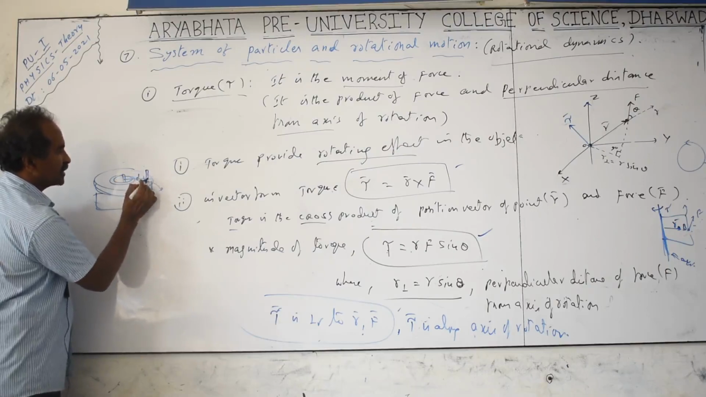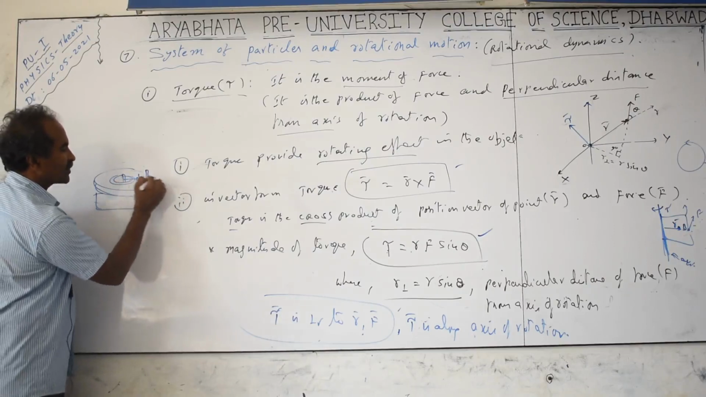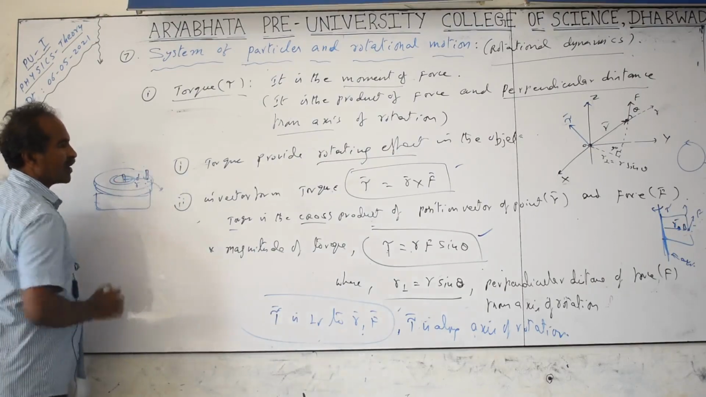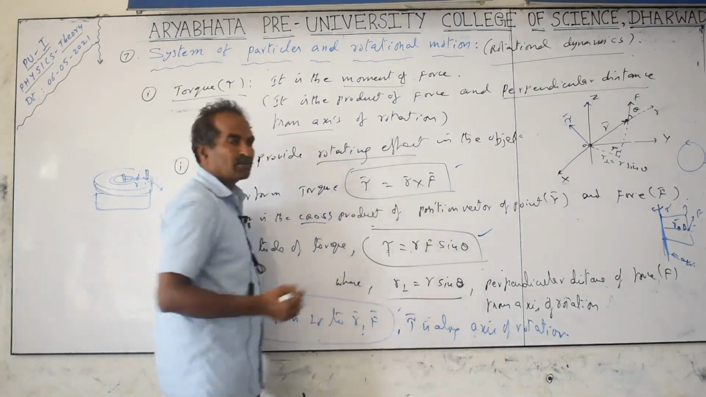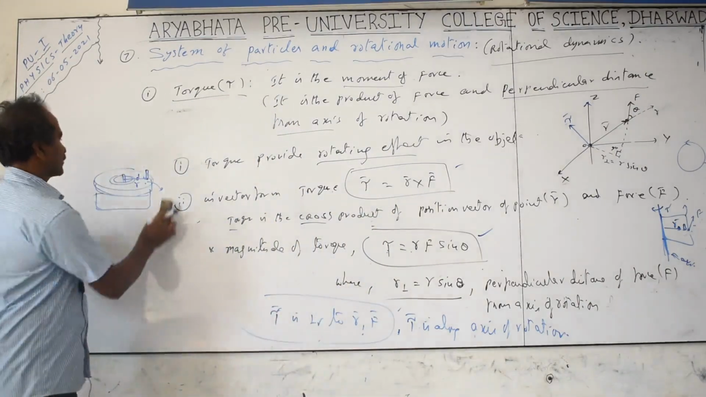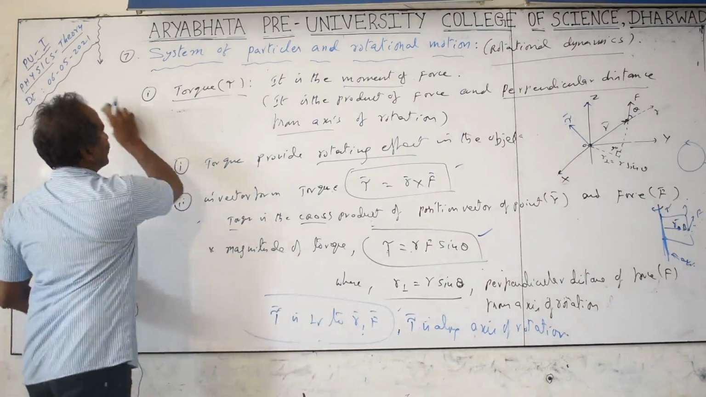You should not keep this handle close to the center. It is provided at the corner edges only. Why? R is more. When R is more, the force you are applying can be less also. More R, more torque. More torque, more easily you can rotate the objects. So torque provides the rotating effect.